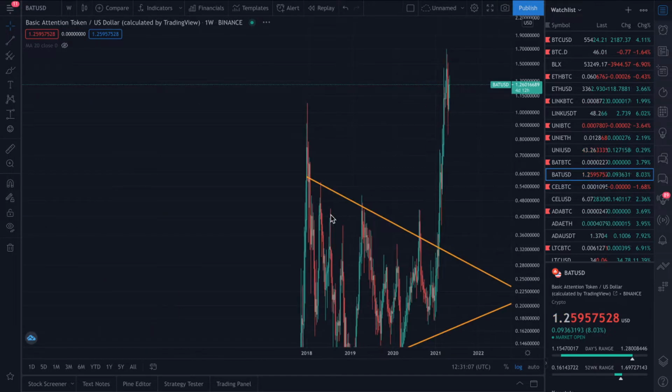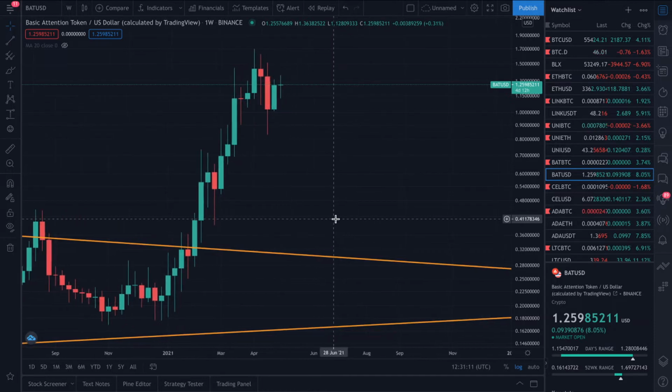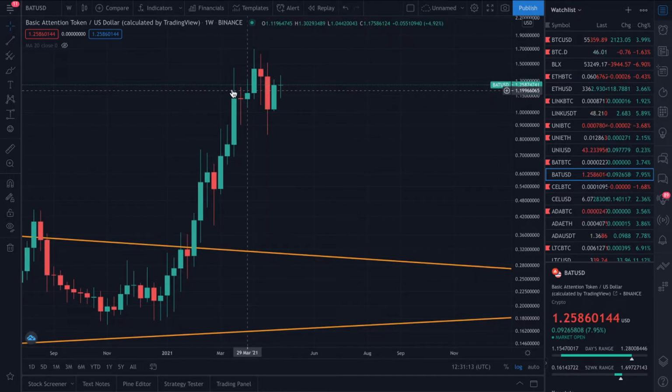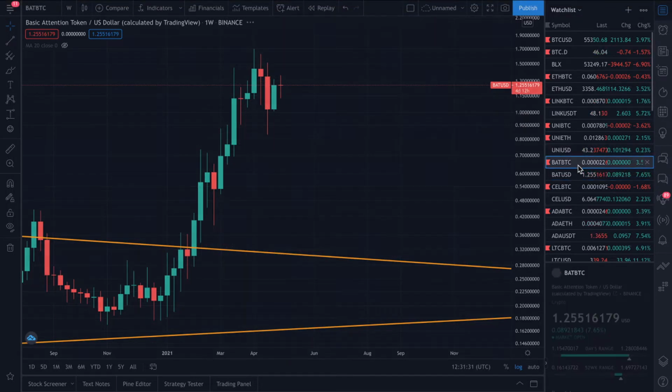So, BAT has been on the back burner for a number of weeks now. We're range bound almost, you can say, at around $1.25, peaking at $1.47, $1.66 actually, and going as low as 83 cents 2 weeks ago. So it's pretty volatile still for the asset.